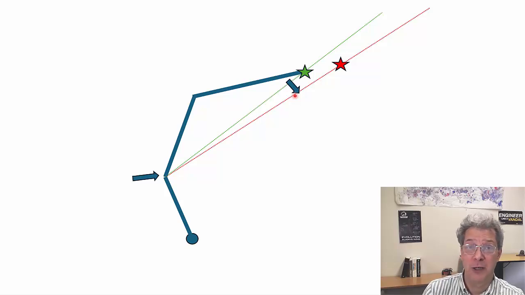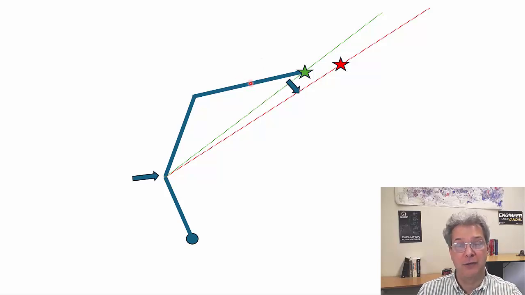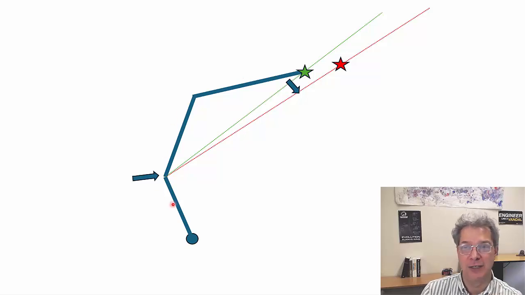In terms of the code, I'm going to create a class to represent each segment in the limb, and then another class for the whole limb itself, which consists of a series of segments. And the key thing will be knowing where the end of the limb is located and where the target is located, calculating those vectors, and then doing the necessary rotation.